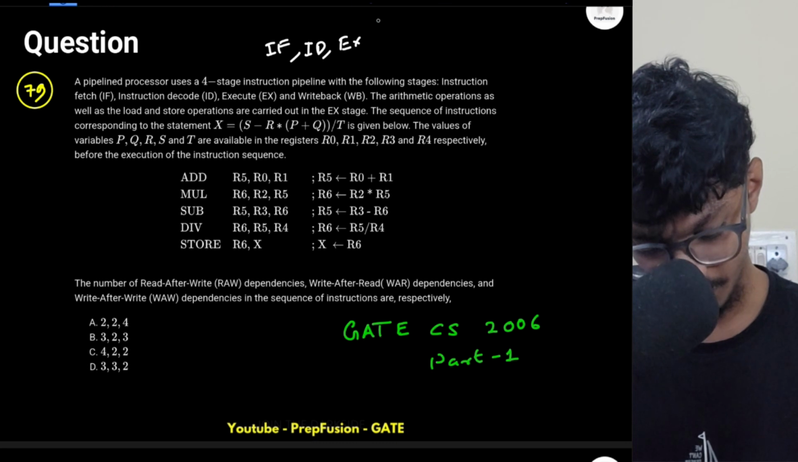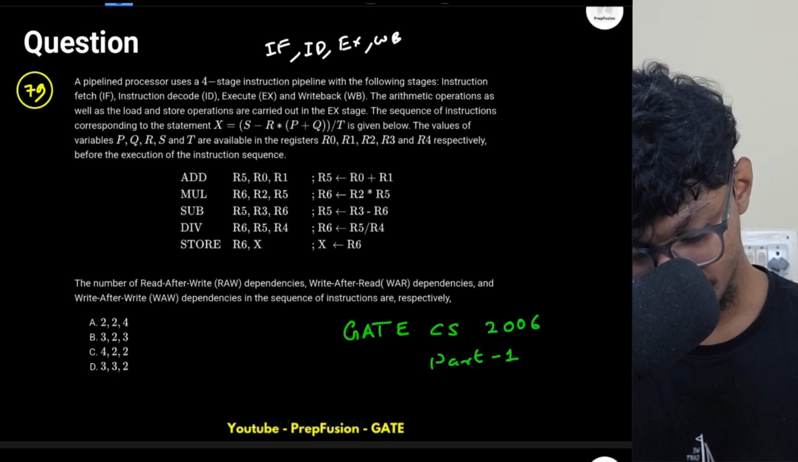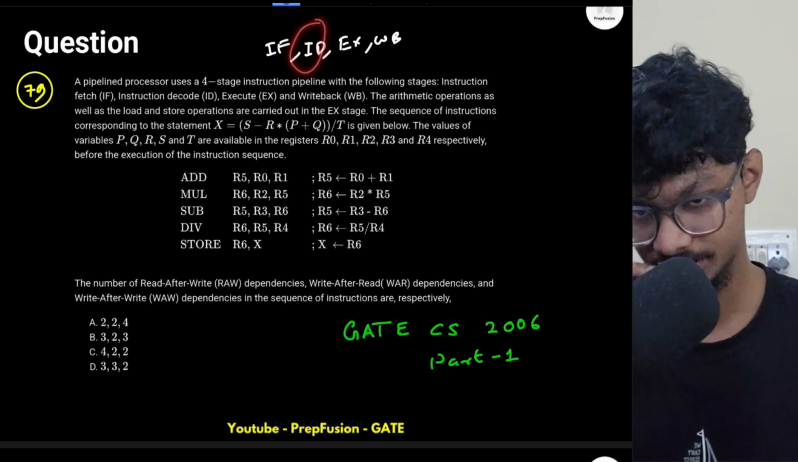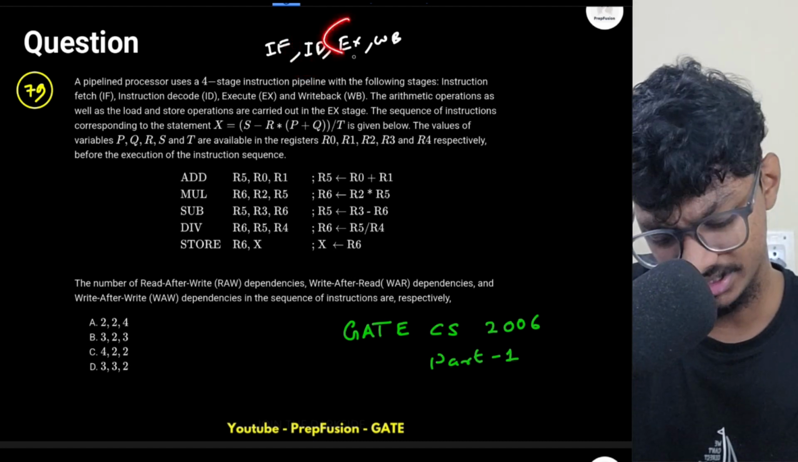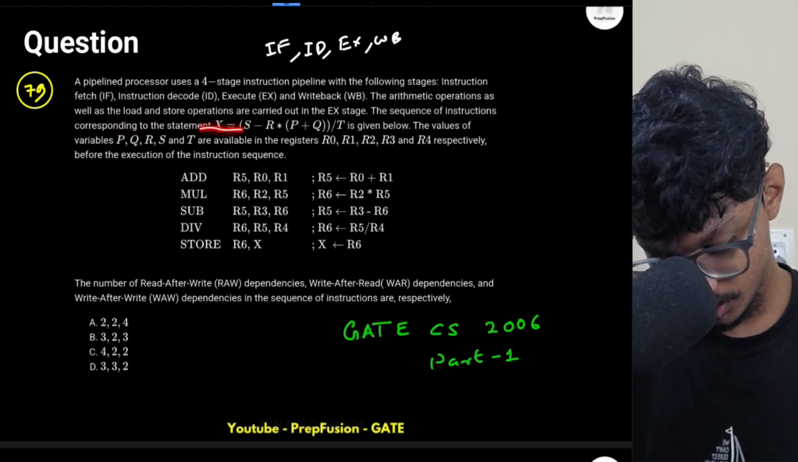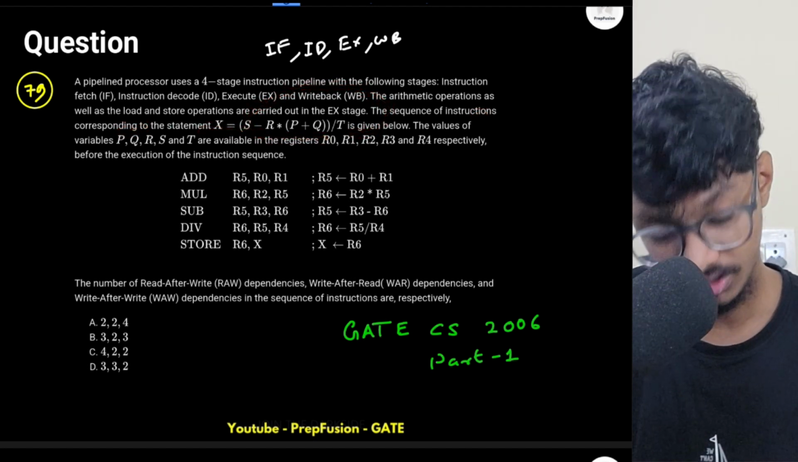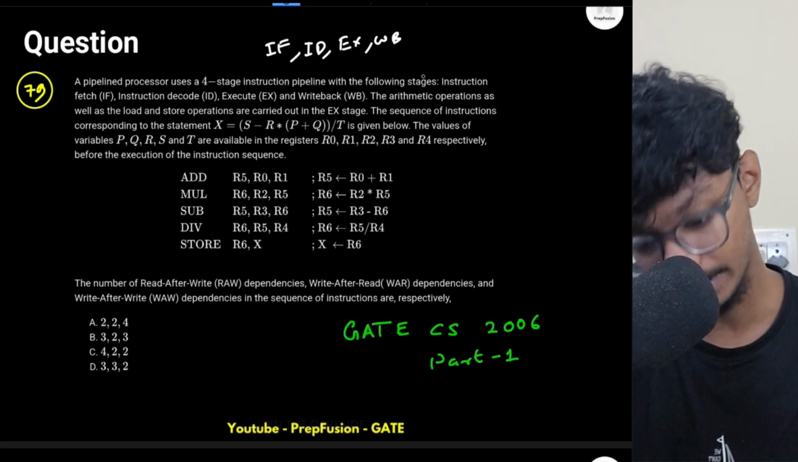So we don't have any operand fetch, right? Where does the operand fetch happen? Intuitively I can say operand fetch should happen in the instruction decode, or in the execution. They haven't told me. The arithmetic operations as well as load and store operations are carried out in the execution phase. They will tell you exactly what happens. So ALU operations, arithmetic operations, are happening in the execution phase.